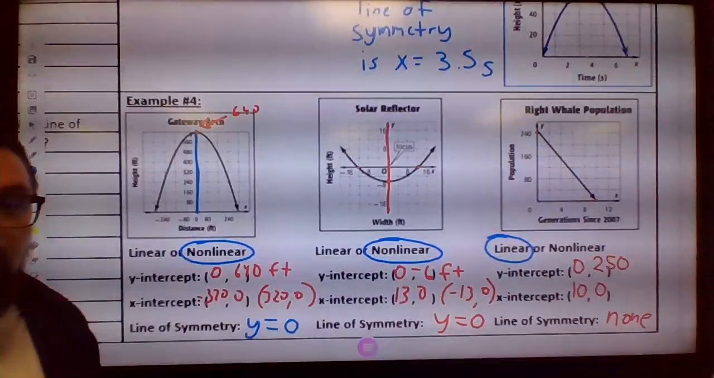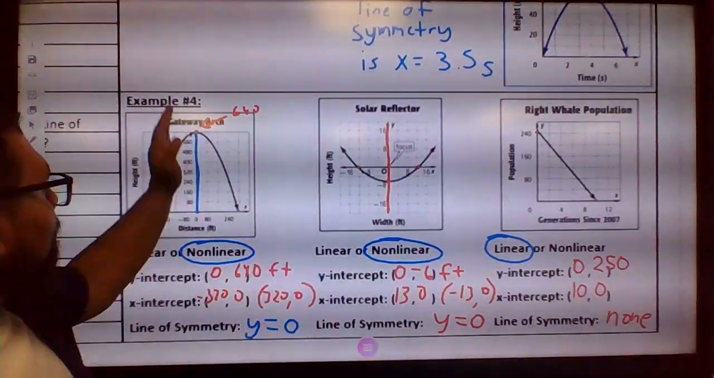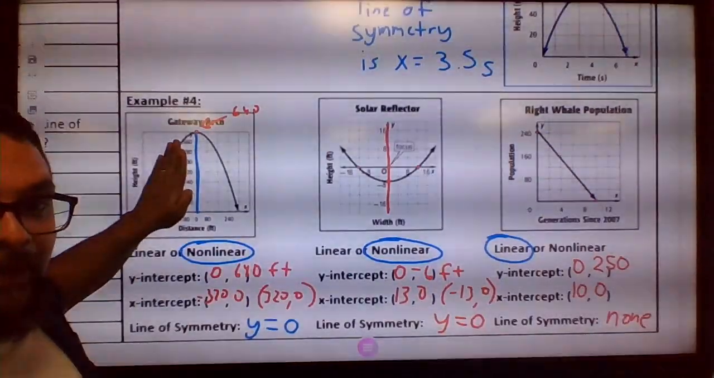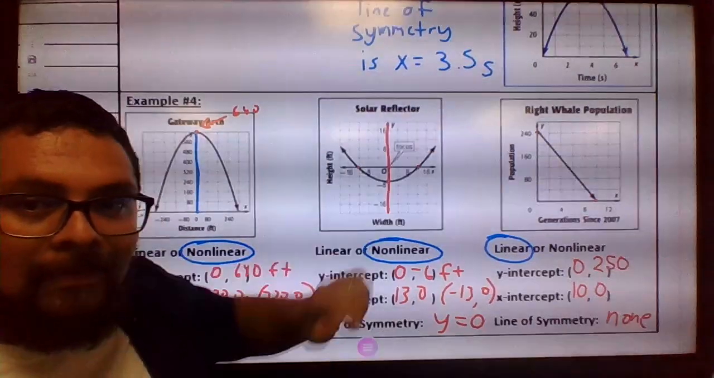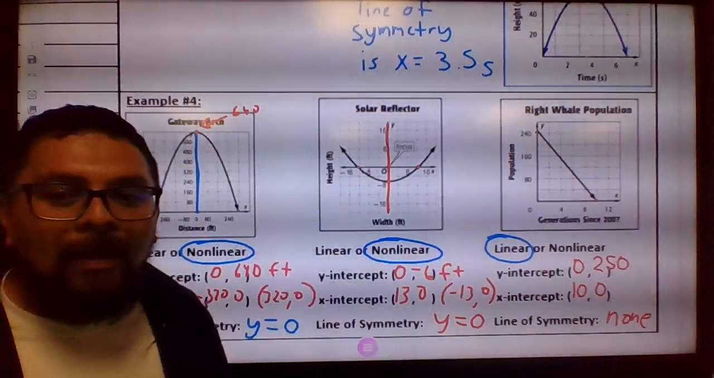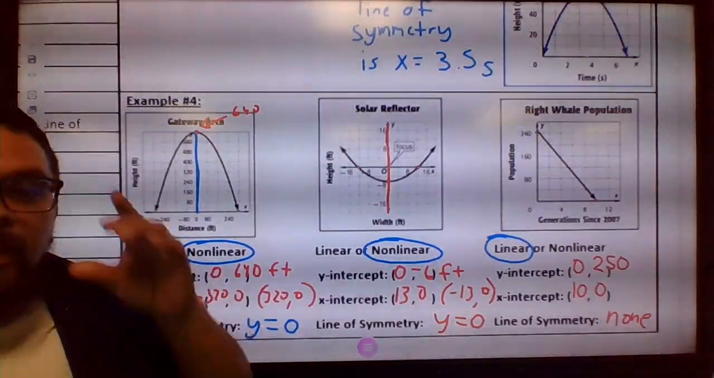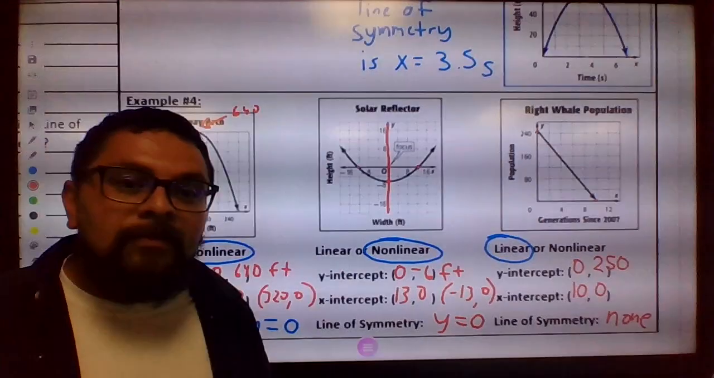It is not symmetrical. The left side is not the same as the right side. In the other cases, yes. You block this, this is the same as that. Right here, this is the same as that. There's no way you can do that with this one. So it has no line of symmetry. Now, let me explain these real quickly, what this means.